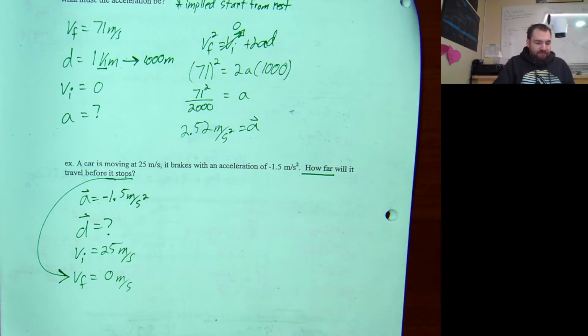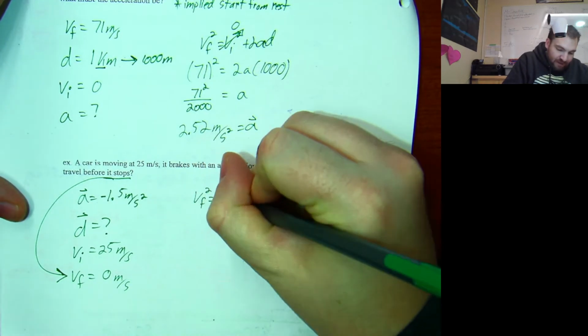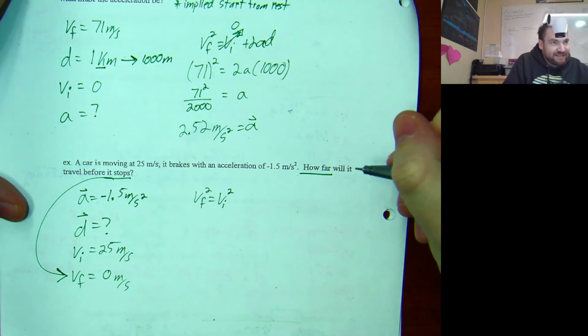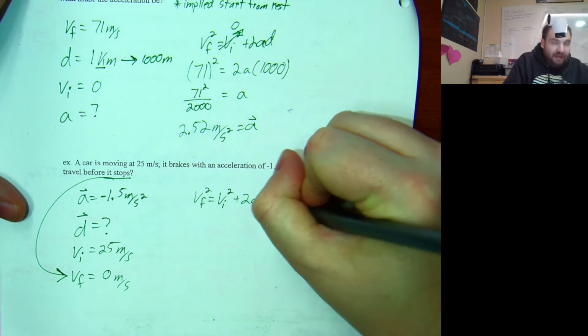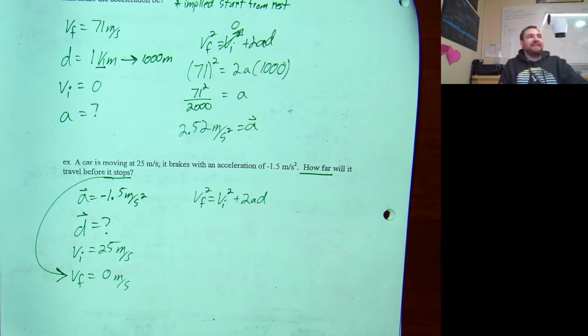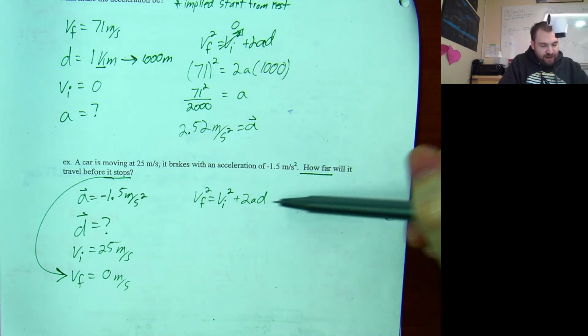The third one, my favorite one. The reason it's my favorite is because it's easily the most useful, until we do projectile motion, and then the one that I have to prove to you graphically is actually the most useful. So this is the one that we're going to use here: VF squared equals VI squared plus 2AD.